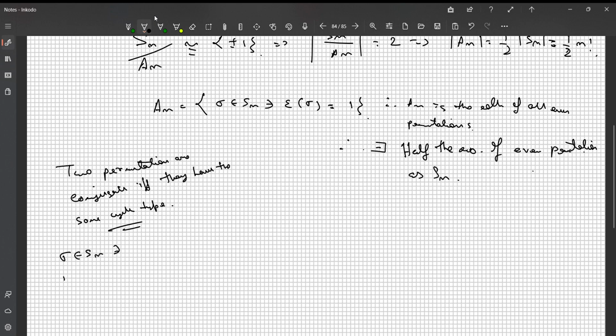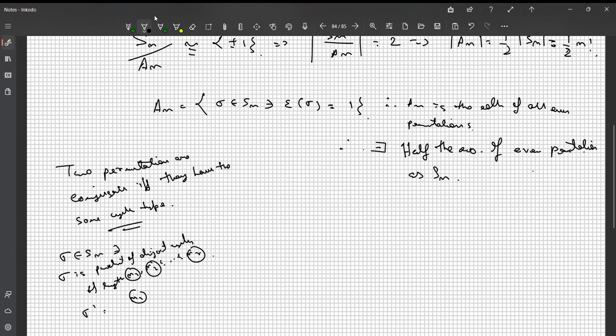Yeah, so basically it is that... so same cycle type basically means, let me just give you the basic definition. Suppose sigma is in Sn such that sigma is a product of disjoint cycles of lengths n1, n2, so on till nr. Then these integers n1, n2, and nr are called the cycle type of sigma.